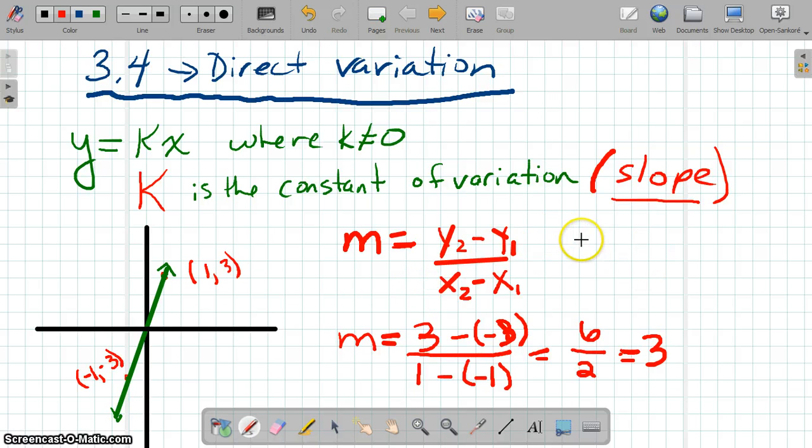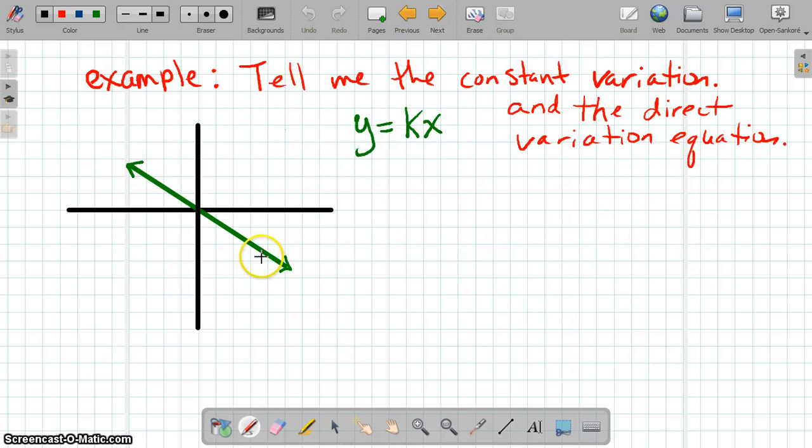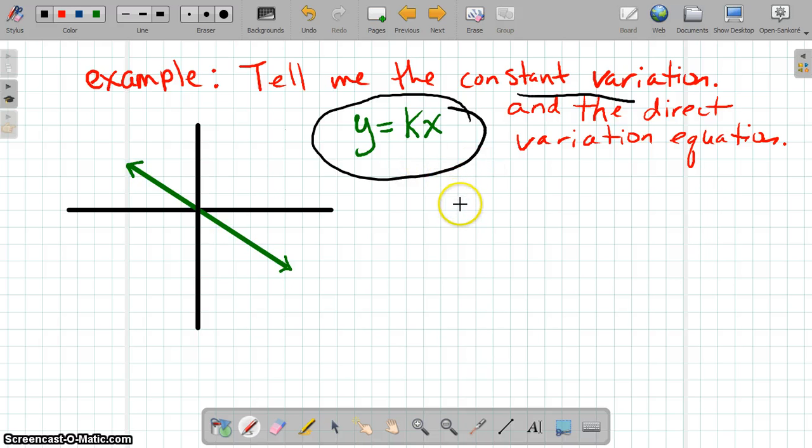So what the equation would look like, I'm going to change colors on you here. This, y equals 3x. That is the direct variation equation. So, in your homework, if you are given something like this, here's an example, you're going to tell me the constant variation and the actual direct variation equation. So the constant variation is nothing more than the slope, okay? And then this is the equation. This is the direct variation equation. So you have to figure out what K is, okay?